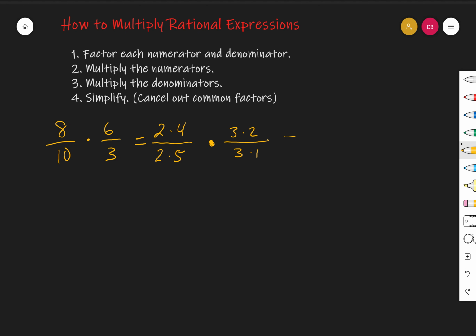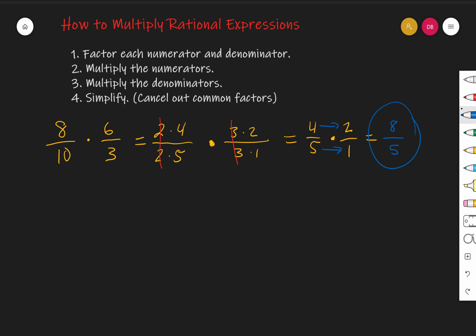Okay, we can keep going. So here our 2's cancel. We're left with 4 over 5 times, here our 3's cancel, and we're left with 2 over 1, which is just 2, but we'll write it as 2 over 1. And then we just multiply across. 4 times 2 is 8. 5 times 1 is 5. And that's our final answer.